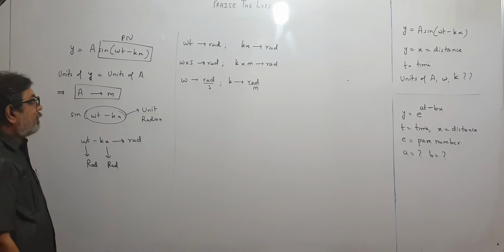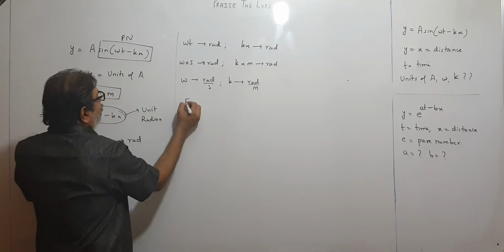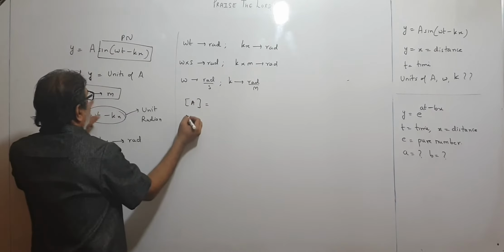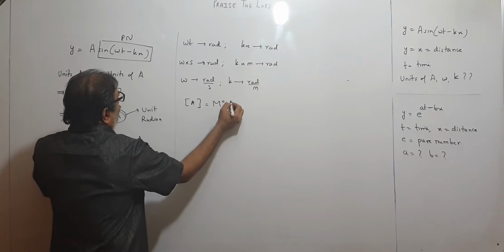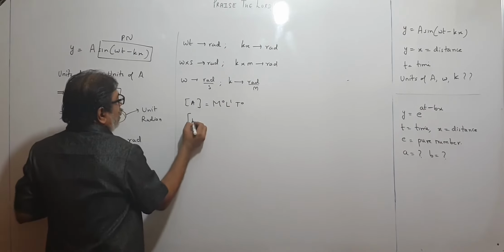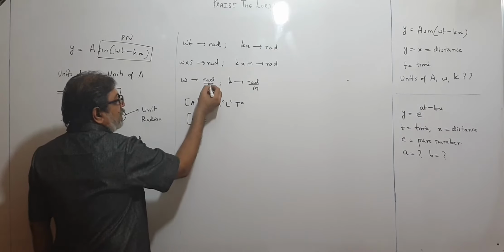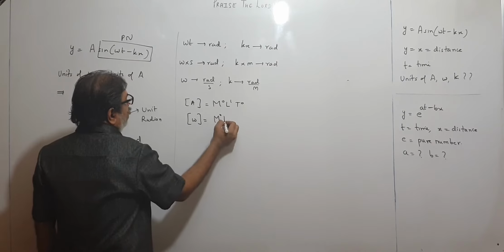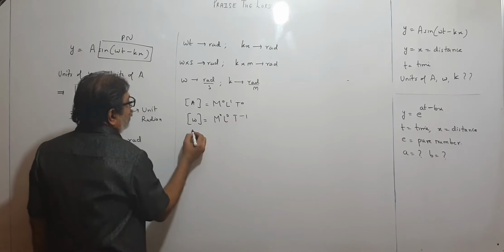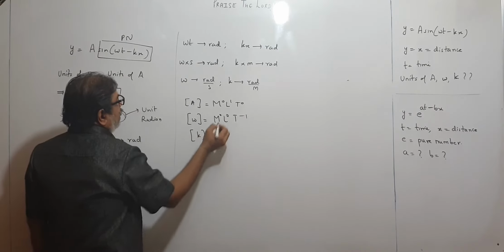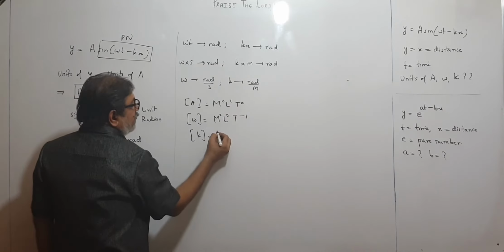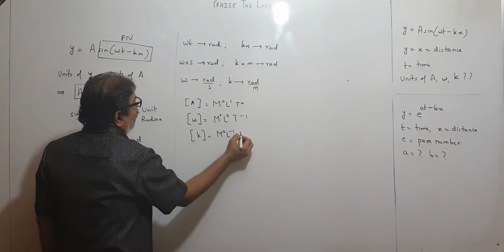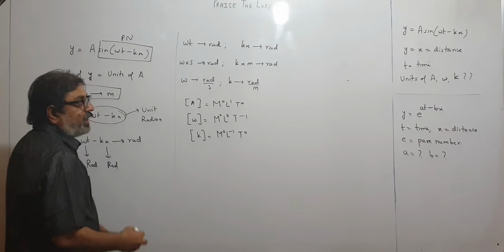If you are asked about the dimensions, the dimensions of A will be only that of meter, so that is m0, L1, T0. Dimensions of omega, radian has got no dimensions. Second, so it will be m0, L0, T minus 1. About k, radian has got no dimensions, only upon meter. So m0, L minus 1, T0. Like this here.